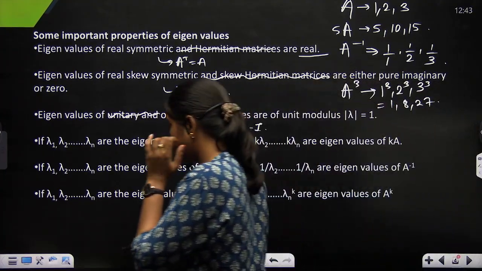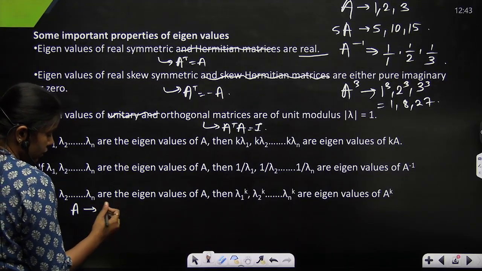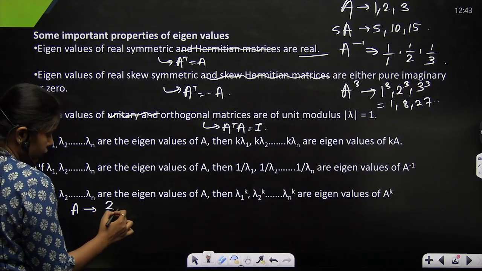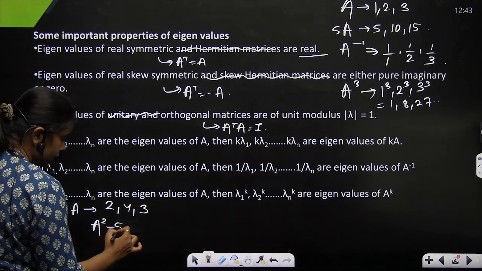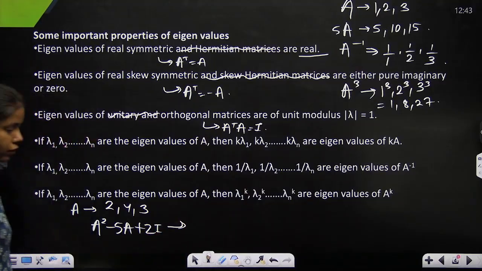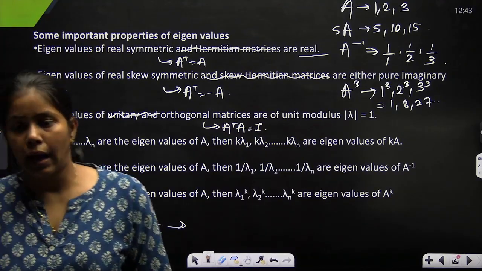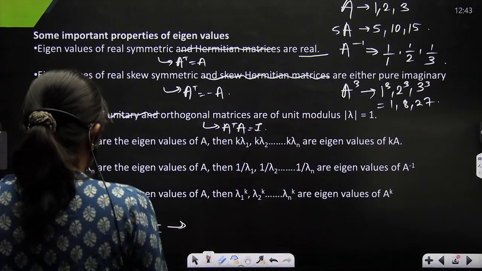So let's do one problem. Let's say A is a matrix which has eigenvalues 2, 4, 3. You need to find the eigenvalues of A square minus 5A plus 2I. Think about it and try to solve it. Just pause the video and try to find the eigenvalues of A square minus 5A plus 2I.